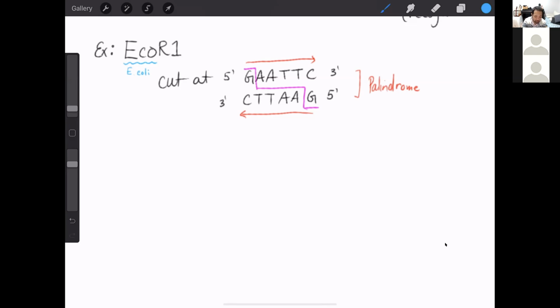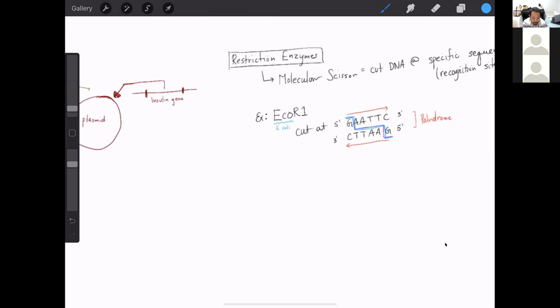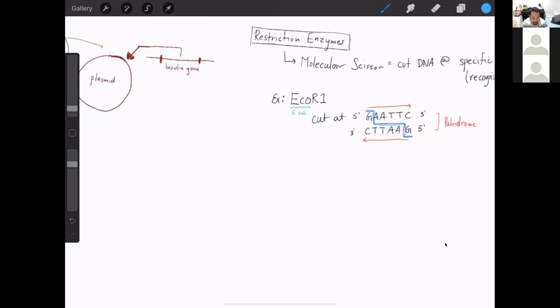So an example that we're using right now is EcoR1, and it's going to recognize the GAATTC palindrome, and it's going to cut the DNA at a very specific pattern like this, right there. So it's like a step ladder pattern. And this is going to help us quite a bit in being able to cut out the human insulin gene and putting it into this plasmid.